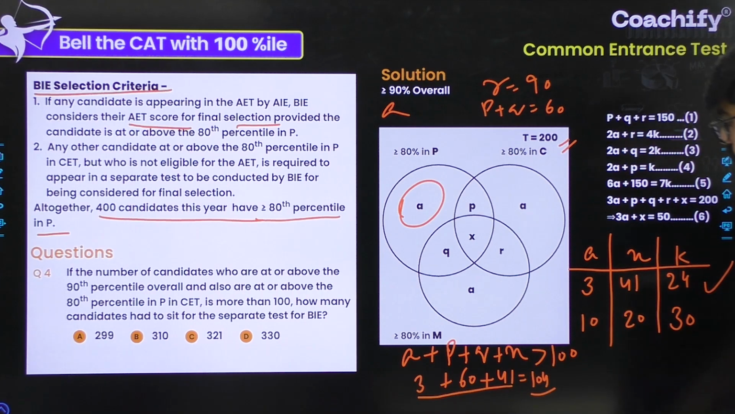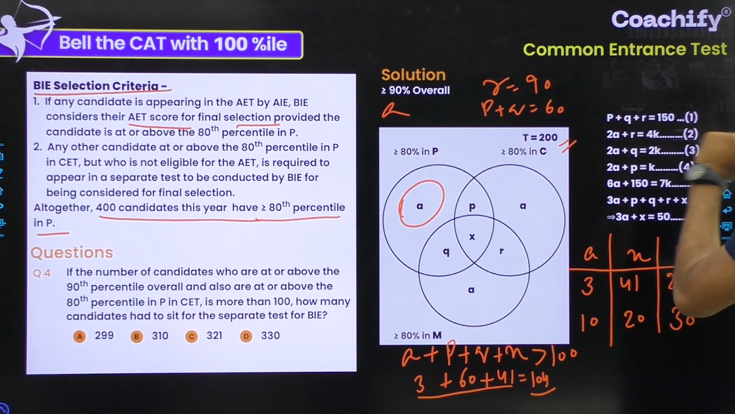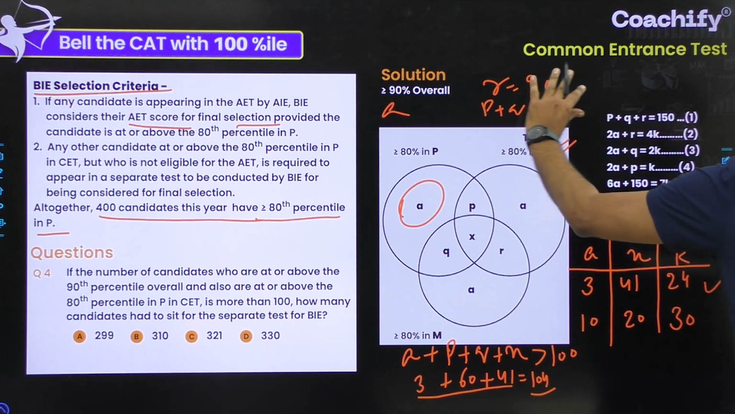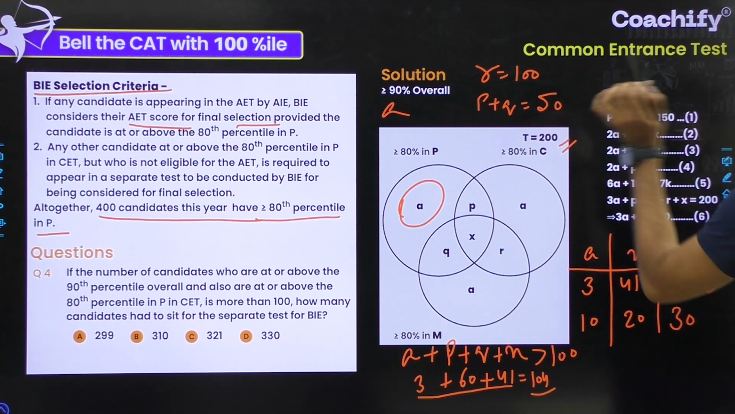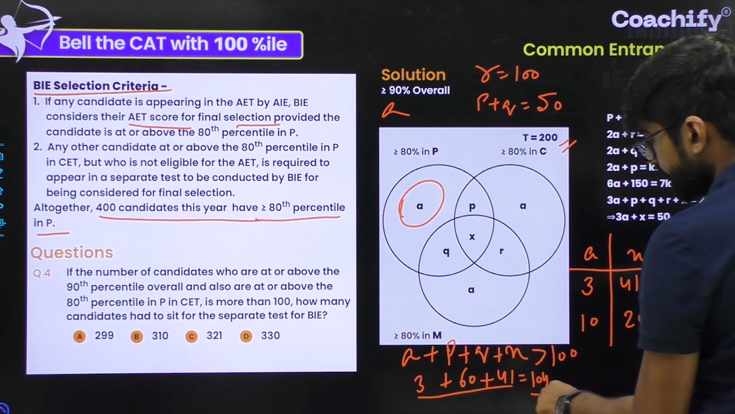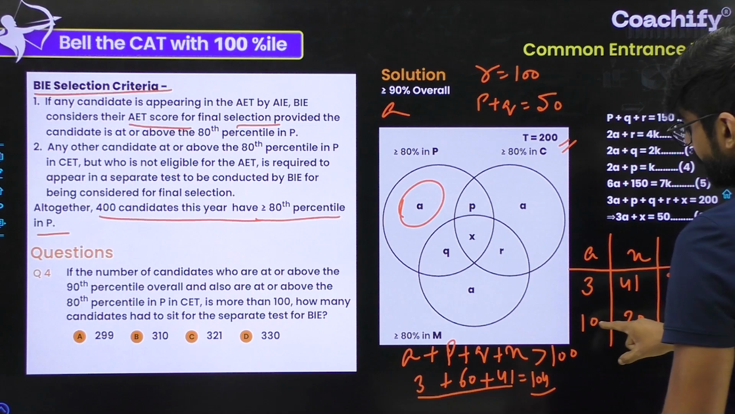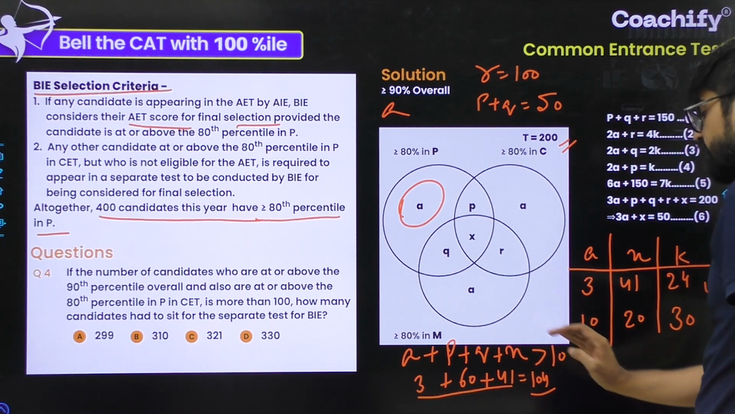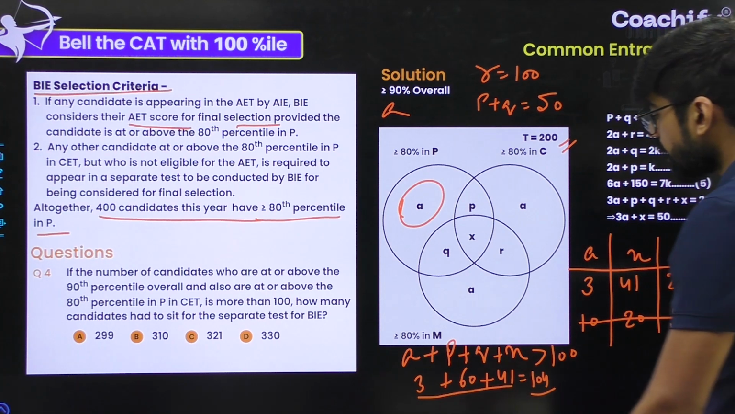Let's have a look at A equals 10 also. So when A is 10, this becomes 20. And your K is 30, 30 into 4 is 120, 120 minus 20 will be 100. So when R is 100, your P plus Q will be nothing but 50. When P plus Q is 50, X will be 20. So 50 plus 20 will be 70 and A is 10. This will be 80. Definitely the sum is not greater than 100. So this condition will be rejected. This is selected.